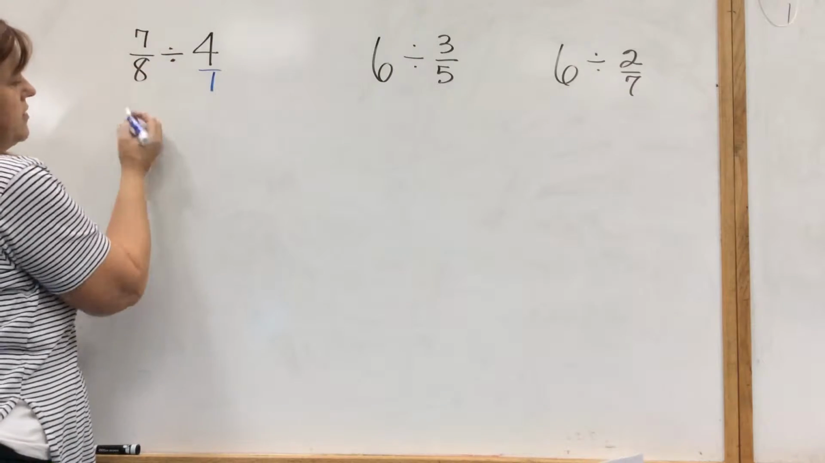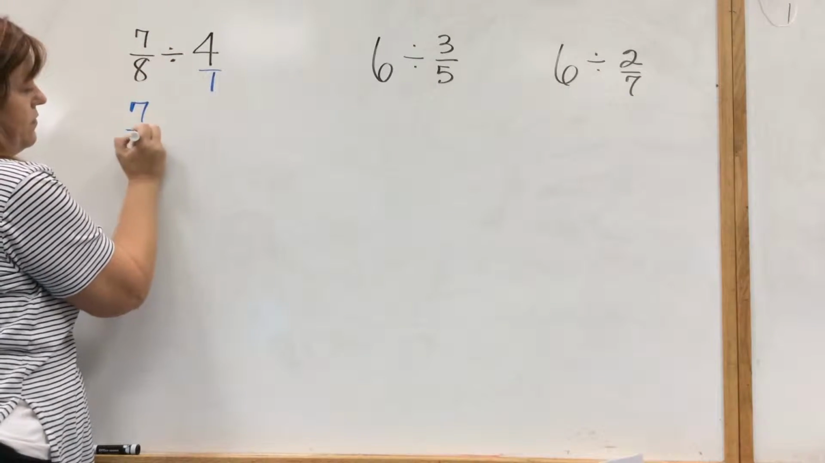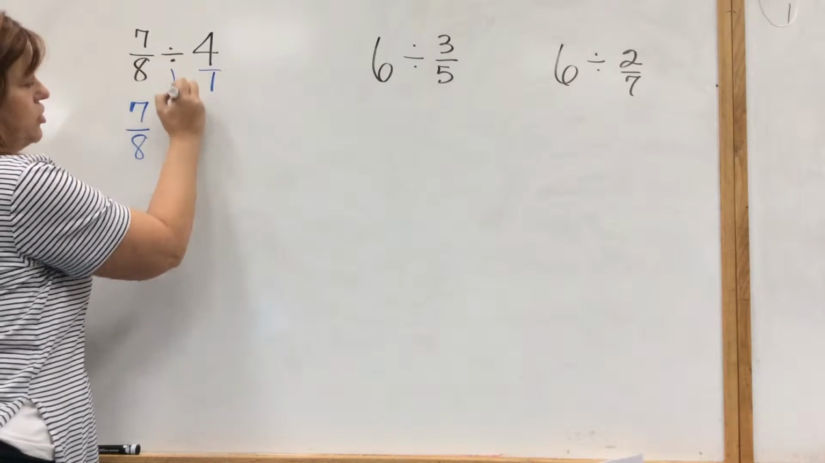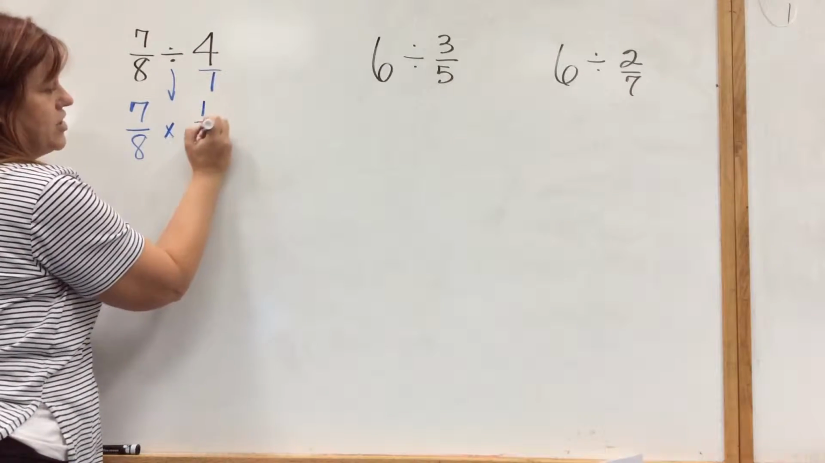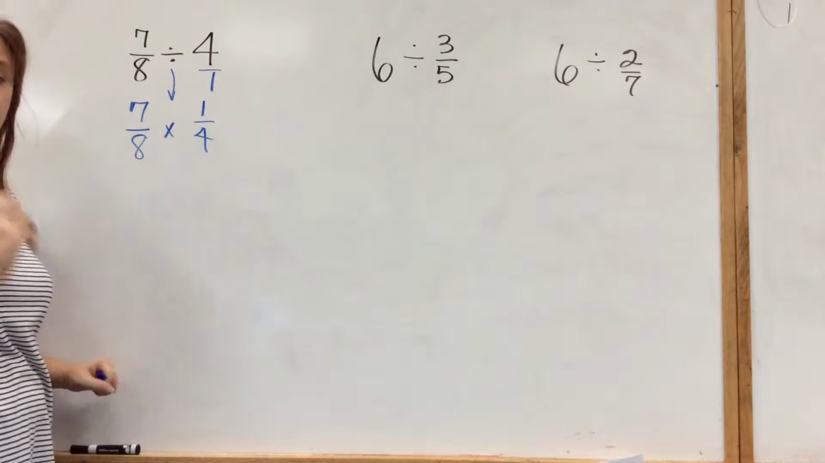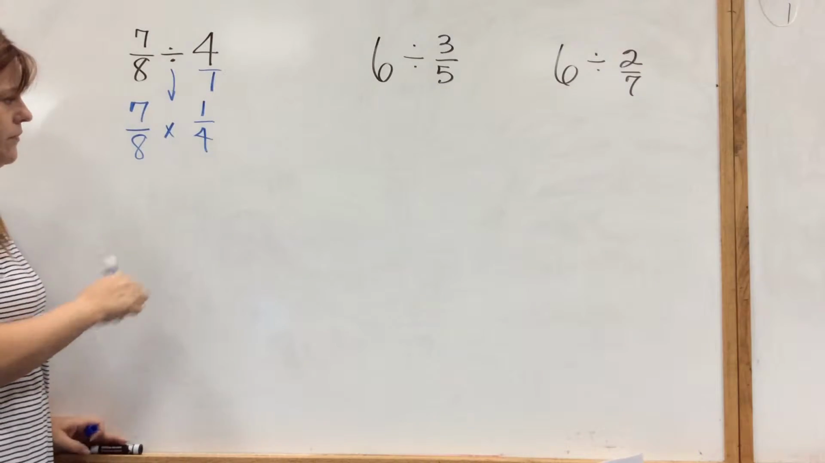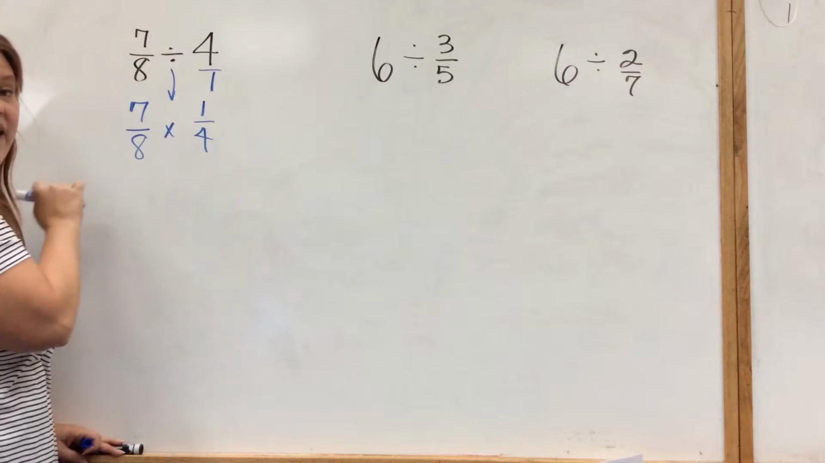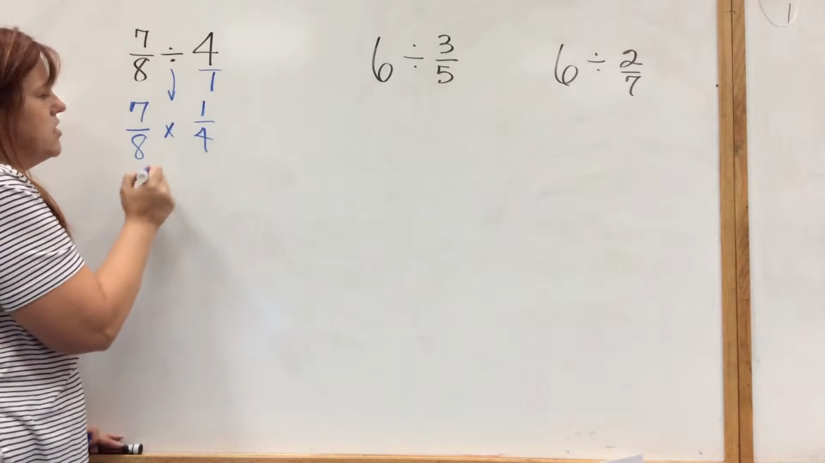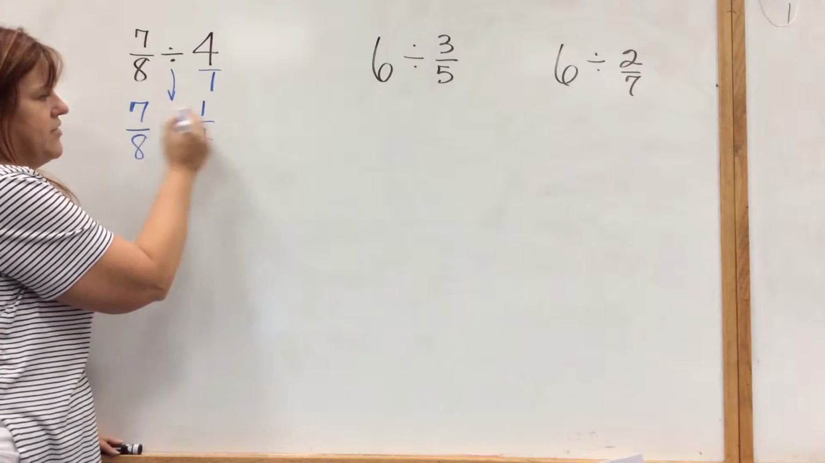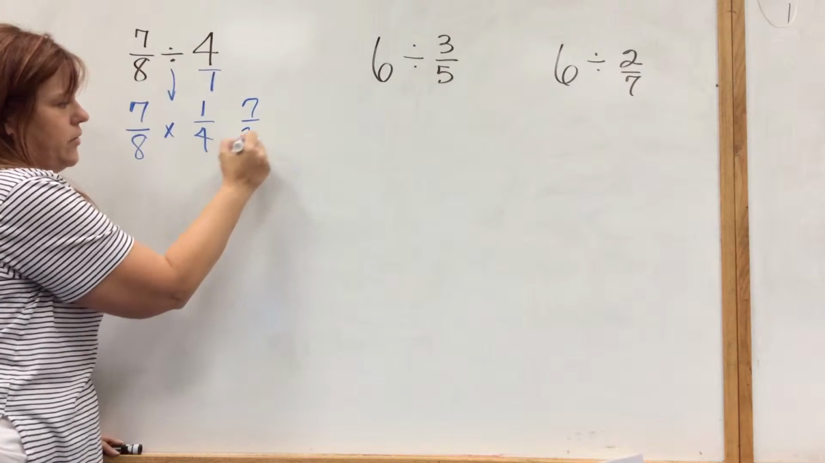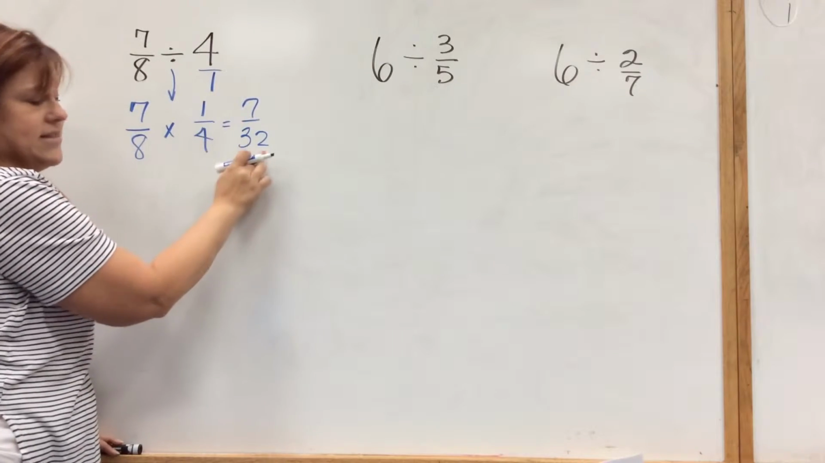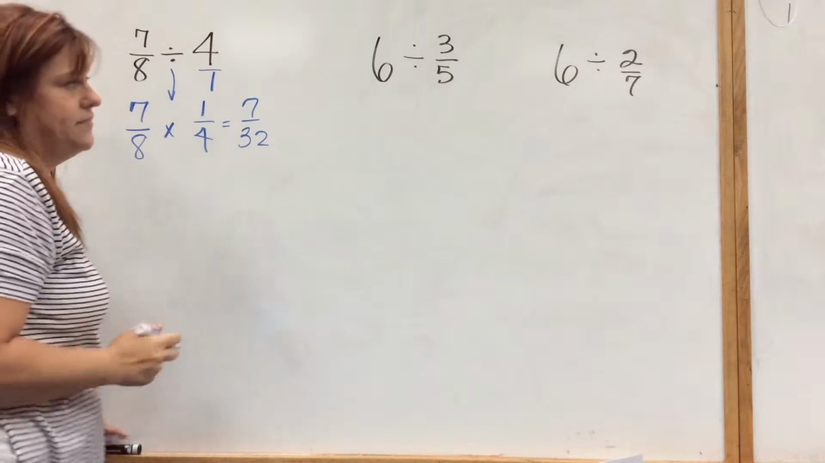So this one, first fraction stays the same. Division changes to multiplication. Then you're going to flip the second fraction to its reciprocal. Then you're going to multiply, okay? I'm going to check first to see if I can cross simplify, and I cannot. So I'm going to multiply straight across. 7 times 1 is 7, and 8 times 4 is 32. I'm going to make sure that that's in simplest form, and it is, okay?